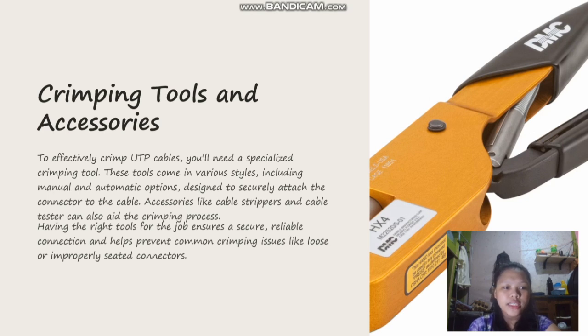Crimping tools and accessories. To effectively crimp UTP cables, you'll need a specialized crimping tool. These tools come in various styles, including manual and automatic options, designed to securely attach the connector to the cable. Accessories like cable strippers and cable testers can also aid the crimping process.